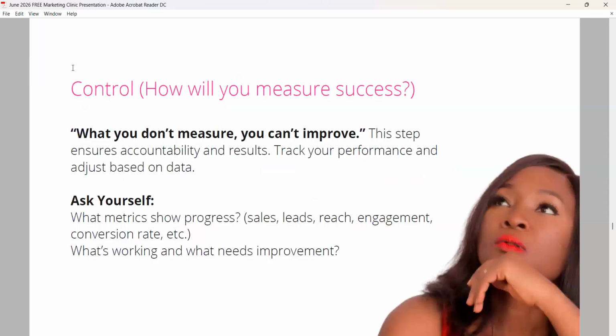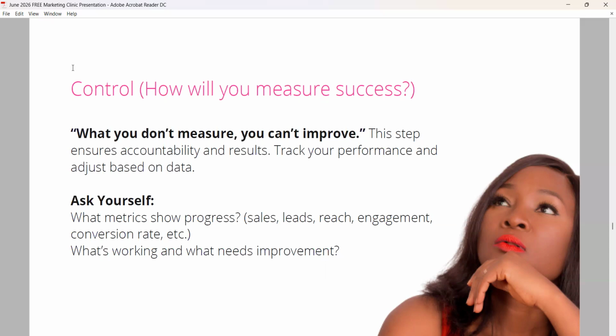So for control, let's see. Control is how you will now measure. Remember, you have set a goal. You said you are going somewhere. How do you know if you got there? That is what control will do for you. Ask yourself, what are the metrics?